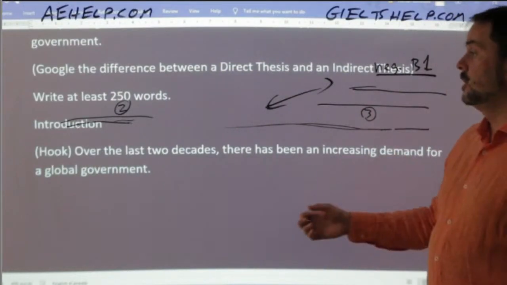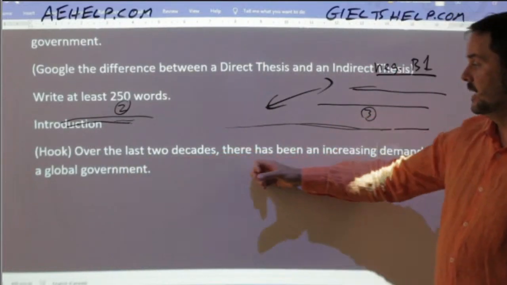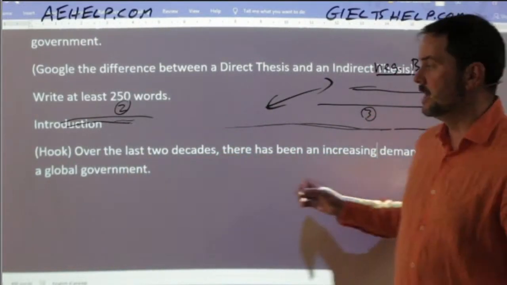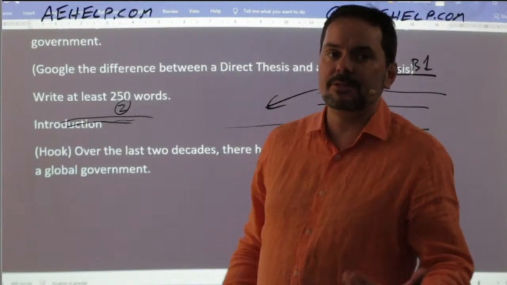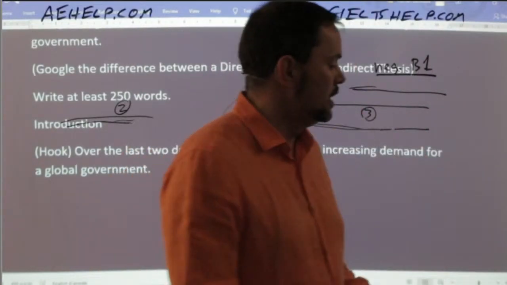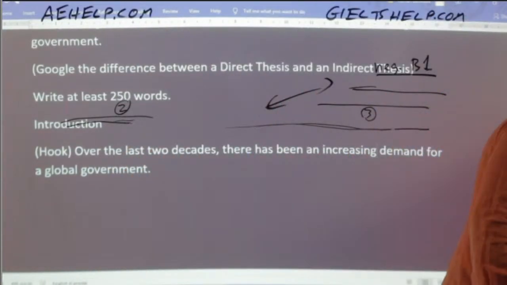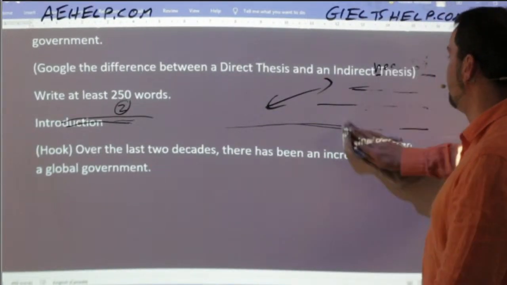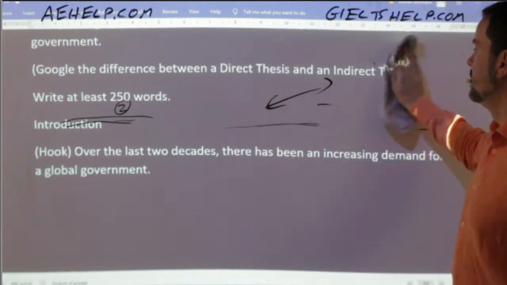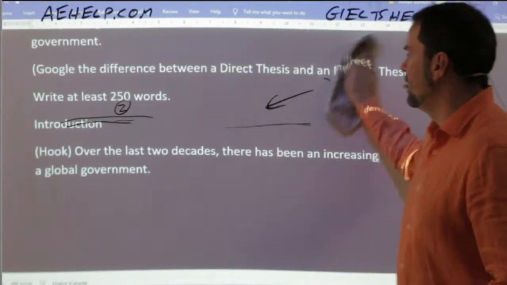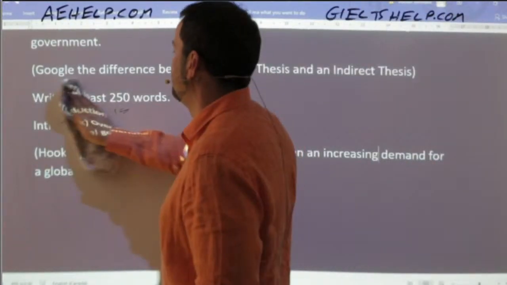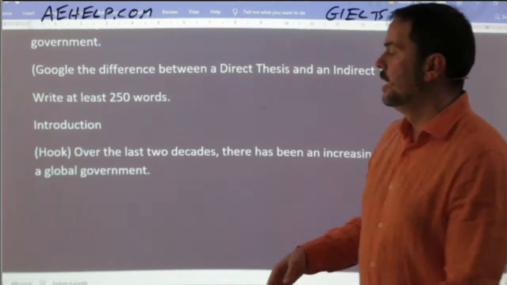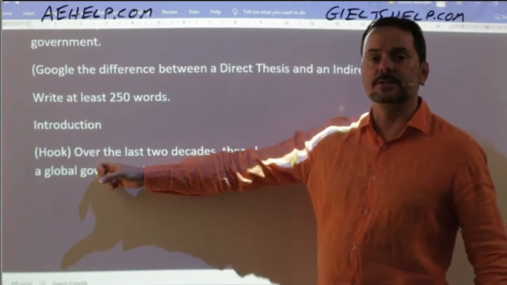This is my hook. Over the last 2 decades, there has been an increasing demand for a global government. And I think most people will agree with that. I mean, you see our world leaders meeting more and more often. You see more and more world summits and the G5 and the WHO. So it's something that I think most people are aware of, and it includes the topic here. Makes my reader interested to continue with this.